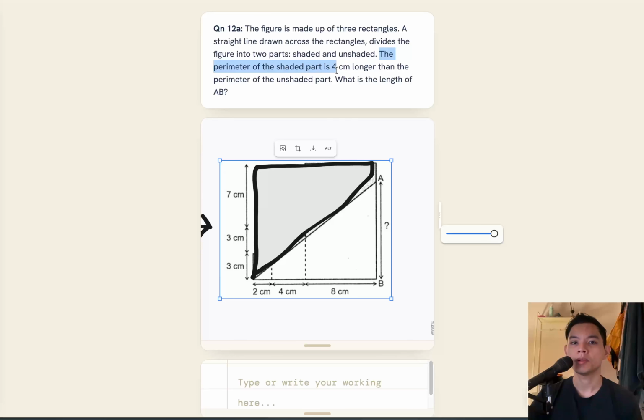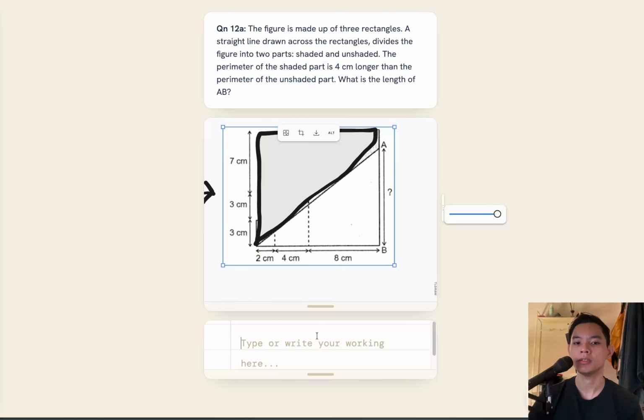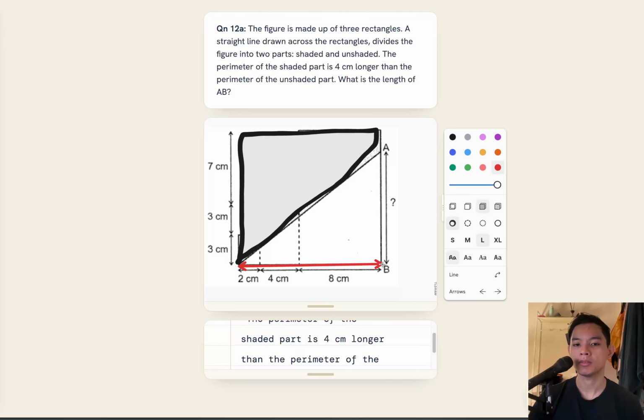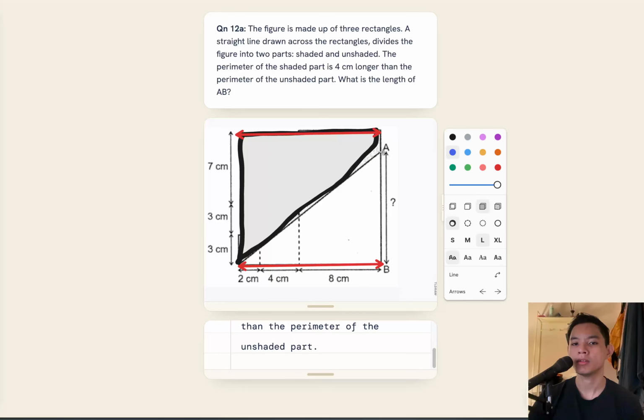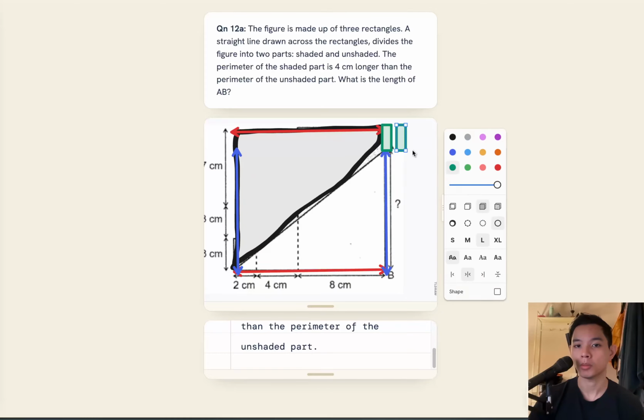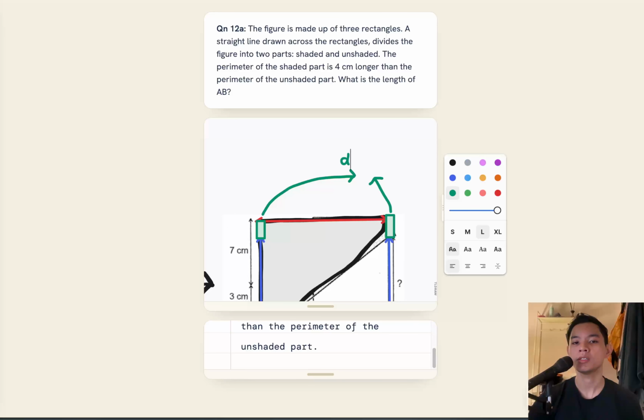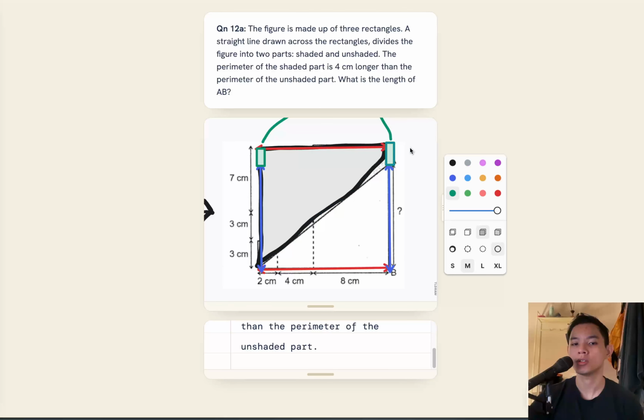So we know that the perimeter of the shaded part is 4 centimeters longer than the perimeter of the unshaded part. What does this mean? Okay, so in essence, this part over here will be equal to this part over here. Then this part over here will be equal to this part over here. So the difference is one block, and these 2 blocks are the difference.